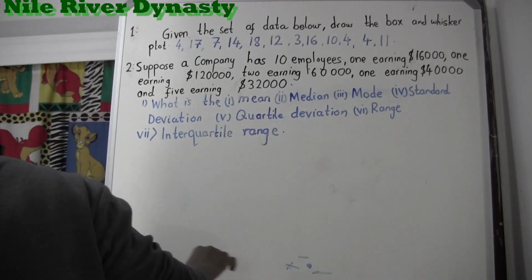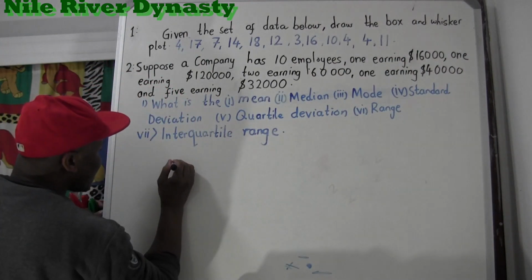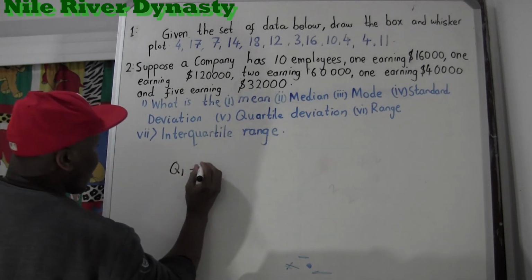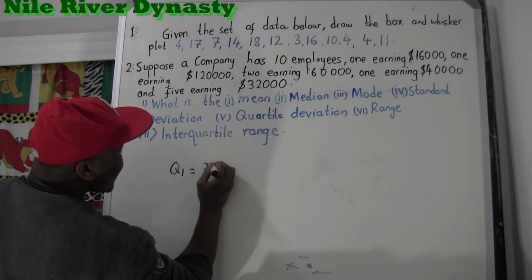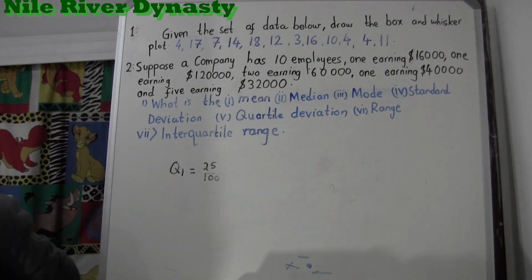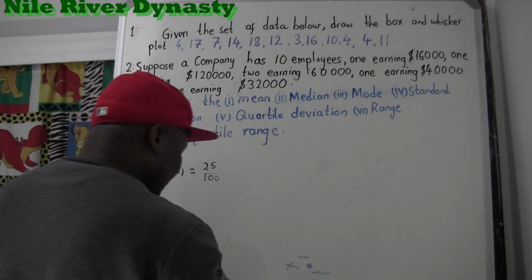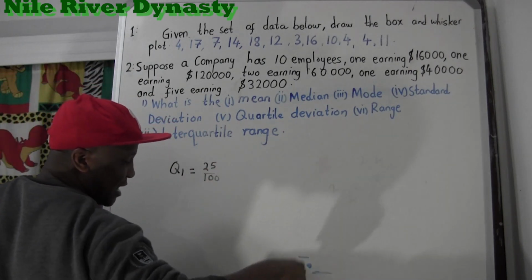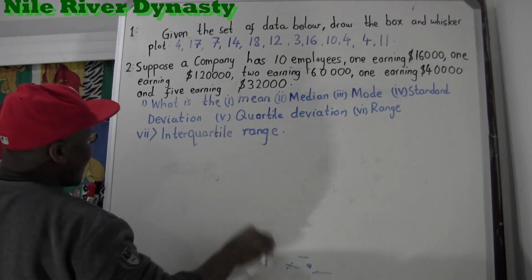Now let's get those quartiles. I'll show you how you can get quartile 1. Let's get the position of quartile 1. For quartile 1, you say 25%, or you can say the bottom 25%. So get quartile 1.